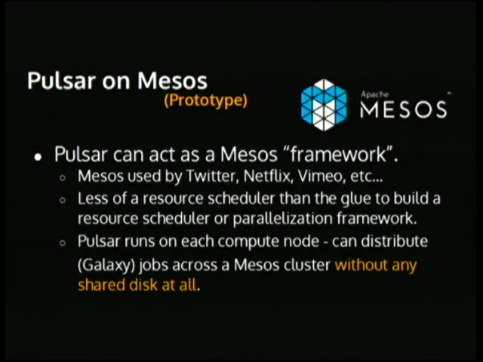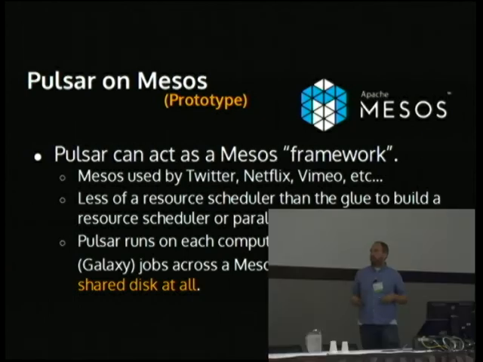And Mesos, like Docker, is very popular right now, and some big names are using it as a parallelization framework. Spark was brought up earlier. Spark can run on Mesos. And Pulsar can now act as a Mesos framework.